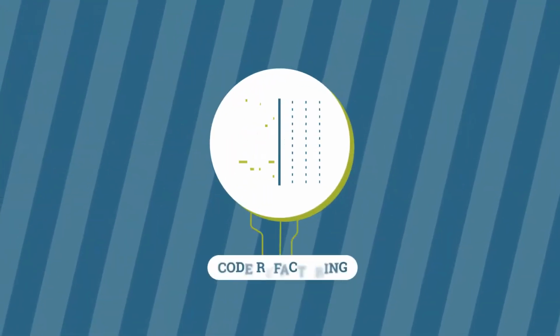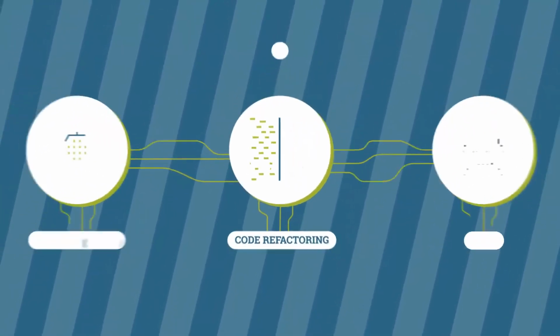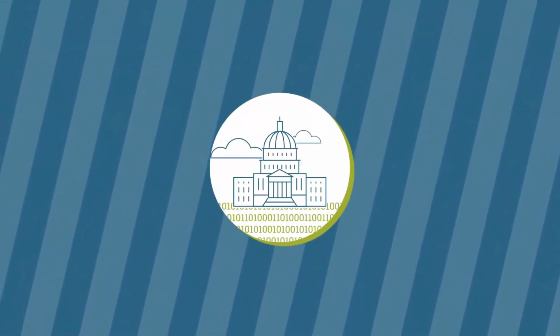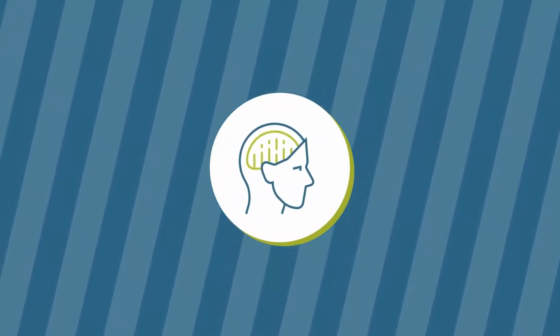Using our code refactoring platform, one of several powerful AI tools in our NCI framework, government agencies can continue to develop on their legacy code while AI continuously modernizes your changes.